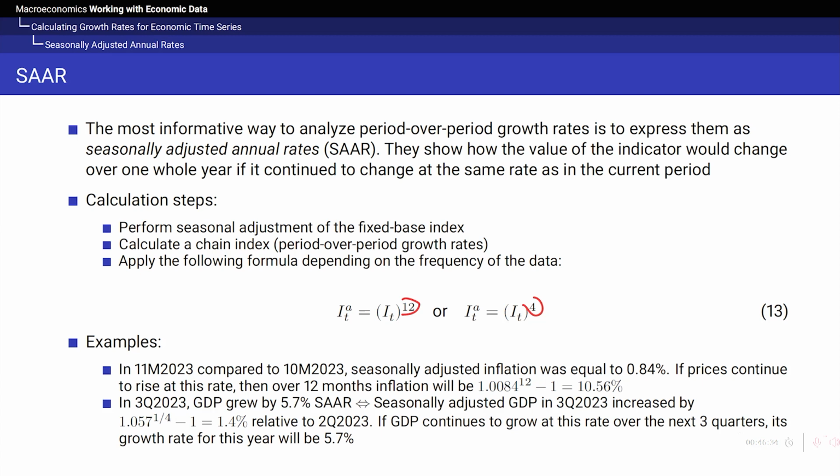Obviously, seasonally adjusted annual rates can be transformed back to the original form. For instance, the 5.7% SAAR growth means that an increase in GDP quarter over quarter was equal to 1.057 to the power of 0.25 minus 1, which is 1.4%. But if GDP continued to grow at this rate over the next 3 quarters, then the growth would be equal to 5.7%, which is exactly what the seasonally adjusted annual rate showed us.